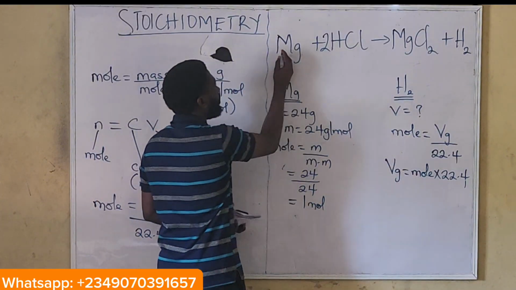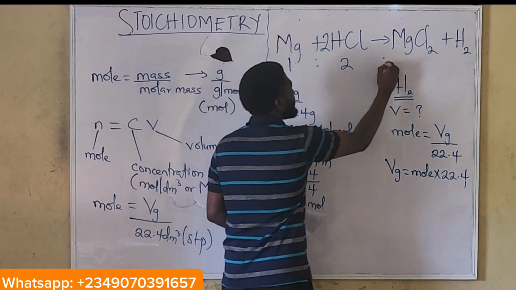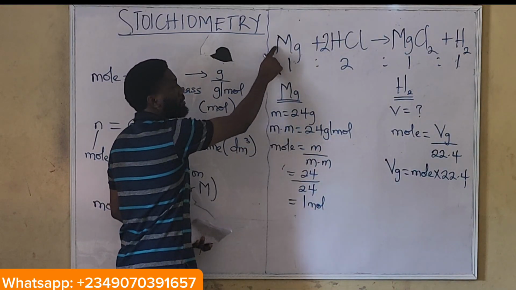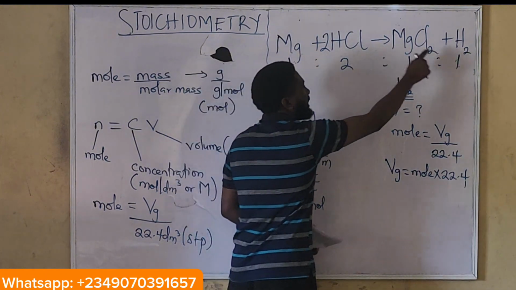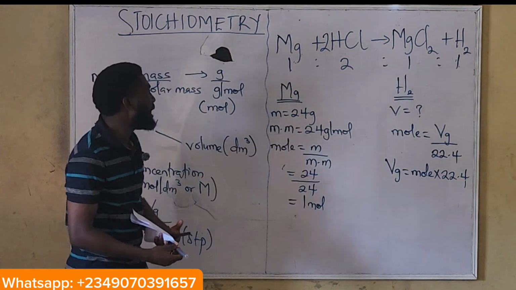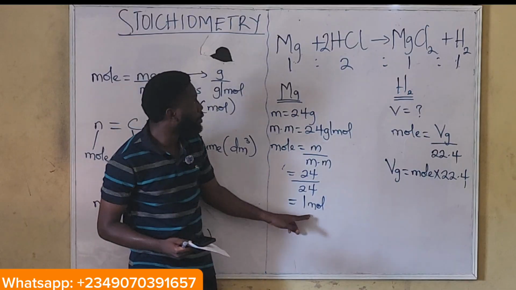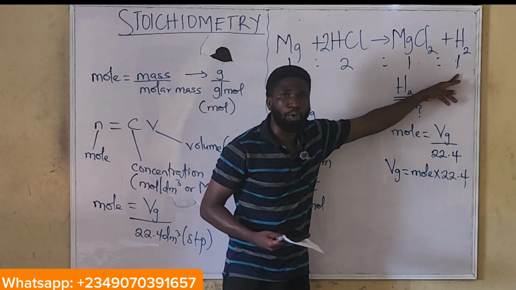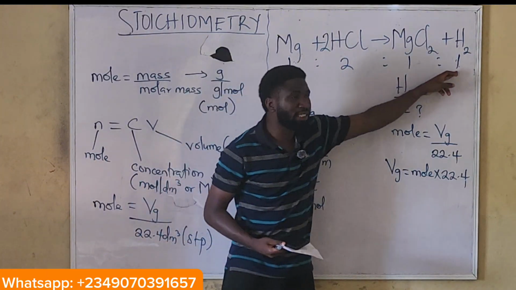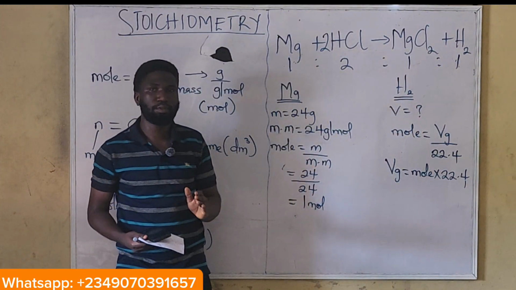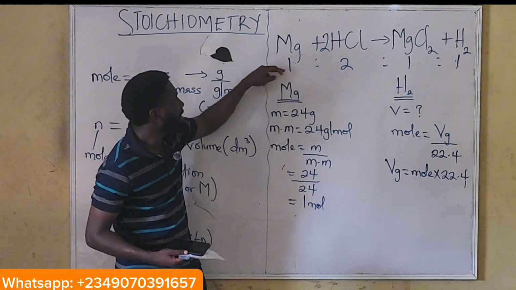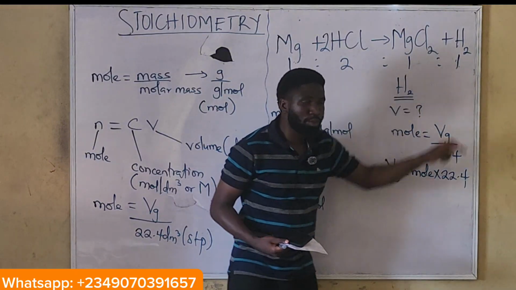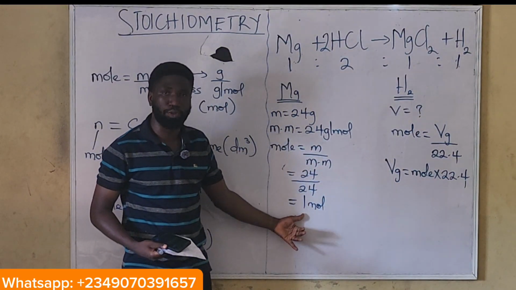Here now, this is 1, ratio 2, ratio 1, ratio 1. That is, we have 1 here, we have 2 here, here is 1, and here is also 1. So that means if we have 1 mole of magnesium, that of hydrogen too will be 1 mole. Why? Both magnesium and hydrogen have the same ratio. Let me repeat myself. This is magnesium. The mole ratio here is 1. That of hydrogen is also 1.